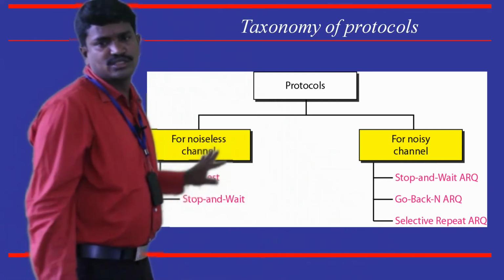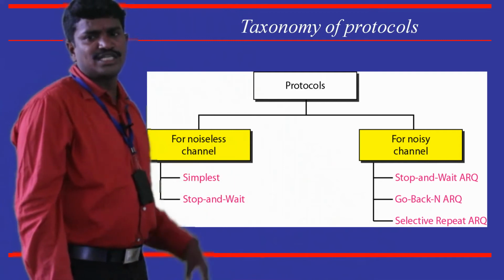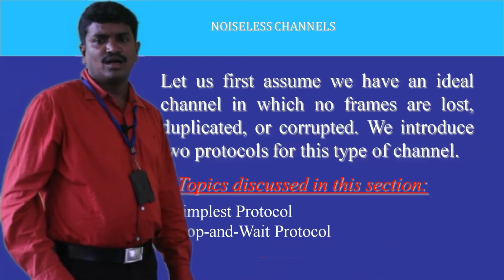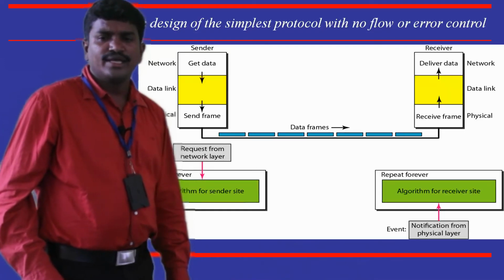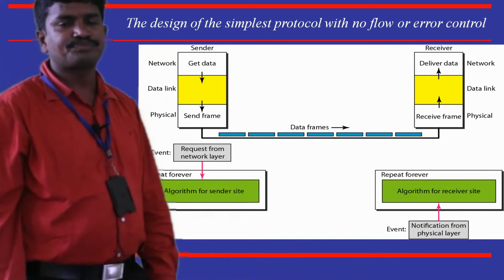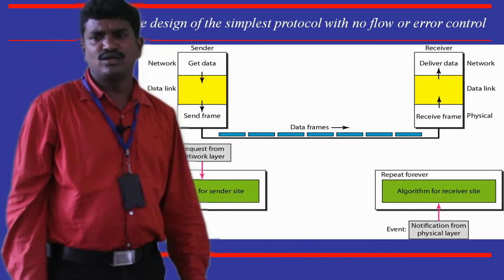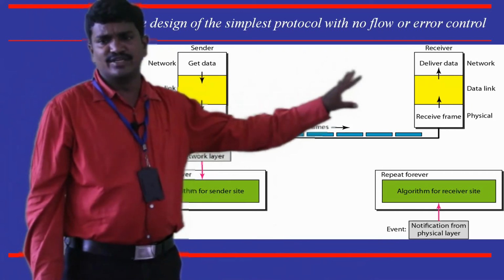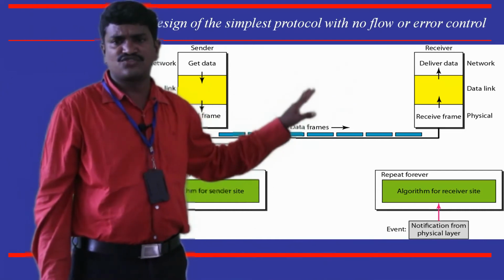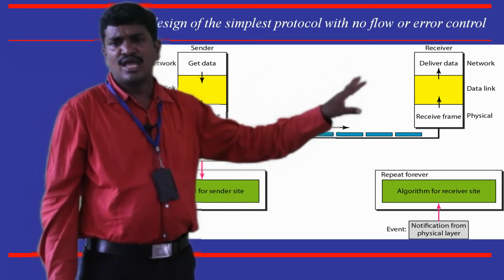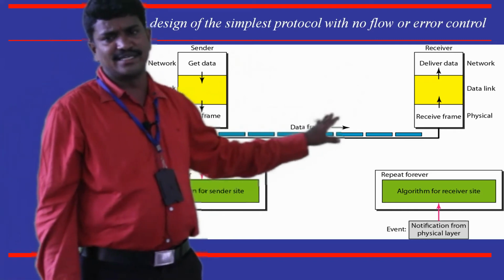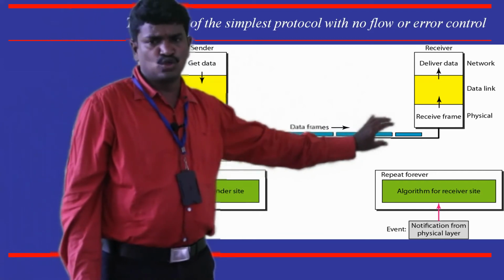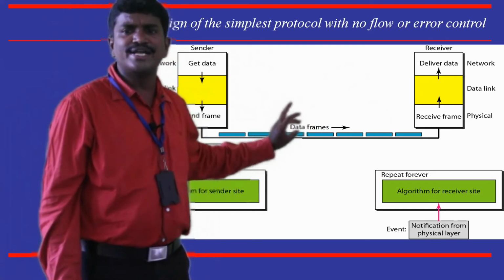We will talk about noiseless channels first. For noiseless channels, the first one is simplest. As per that methodology, in the simplest protocol, the data is transferred from sender to receiver, and only one direction of data exists. Sender will send the data, and those frames are sent through the channel. Only one channel exists, unidirectional.